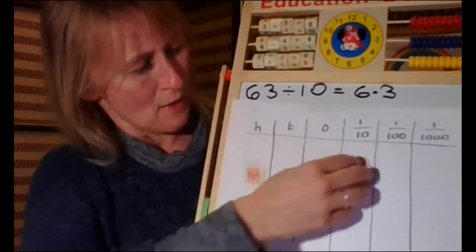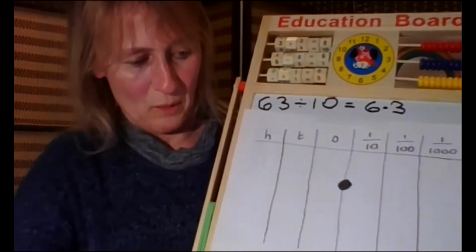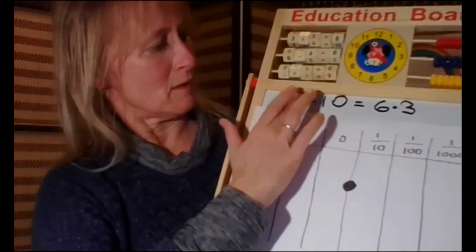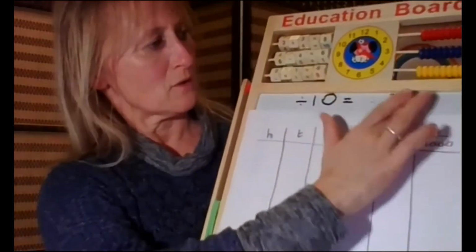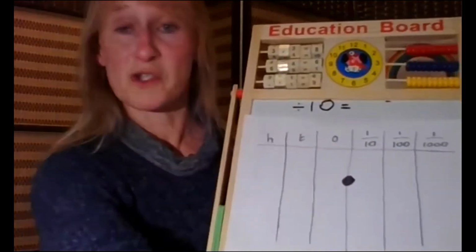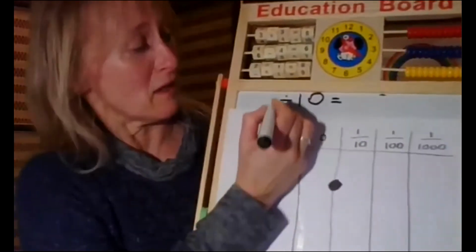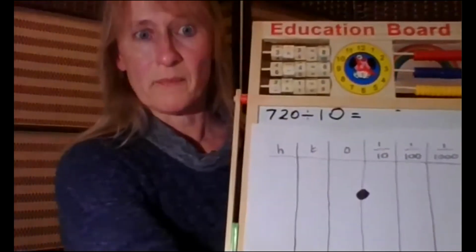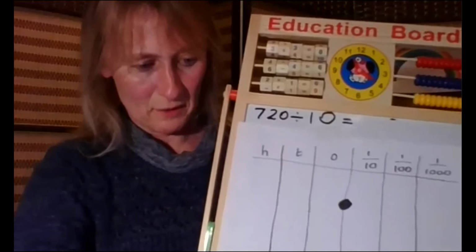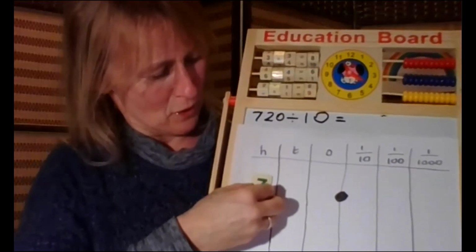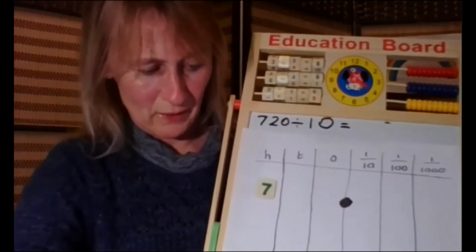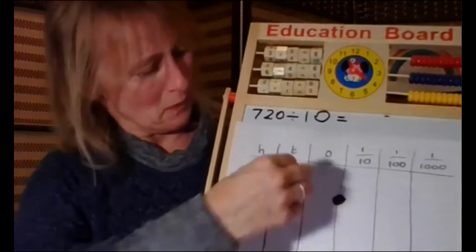Let's try, what shall we do here? I'm just making up my mind about things here. Let's do, because I haven't done your sheet yet, so your sheet could be anything. Let's do 720 divided by 10. So I'm going to do 700, and again, I should have checked whether I've got these digits, because if I haven't, I can't do it.